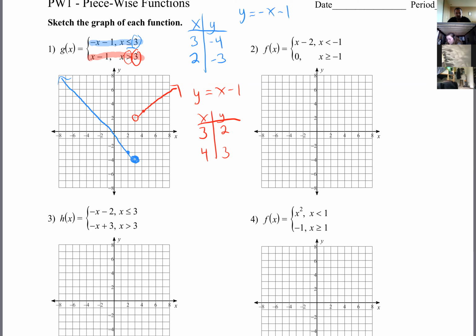The slope is 1, right? The slope would be 1, so yeah, it's going up 1 over 1. And that graph might be a little off, but it's pretty close.